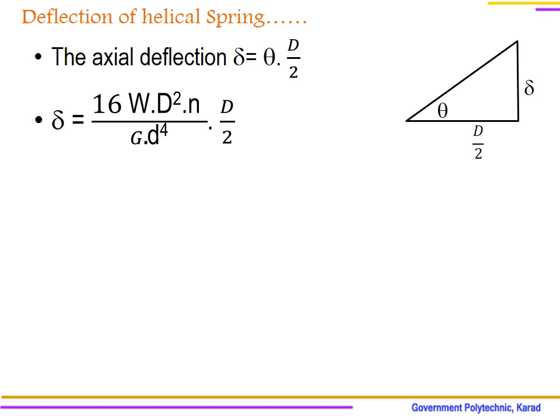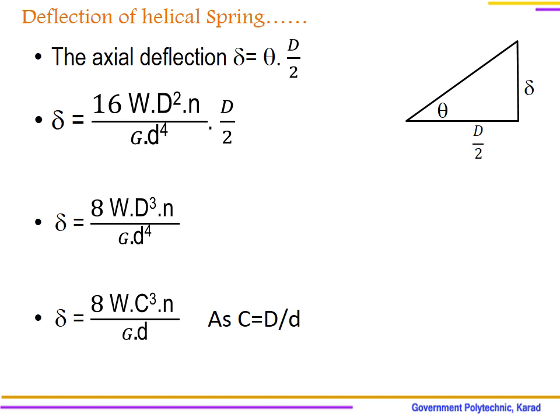So we get theta as 16 W d square n upon g d raised to 4. Now multiplying it by d by 2, theta we are putting what we have calculated earlier, multiplied by capital D by 2. So we get the axial deflection occurring in a spring by this relation: 8W d cube n upon g d raised to 4. So axial displacement, or deflection of a spring, can be given by 8W d cube n upon g d raised to 4.